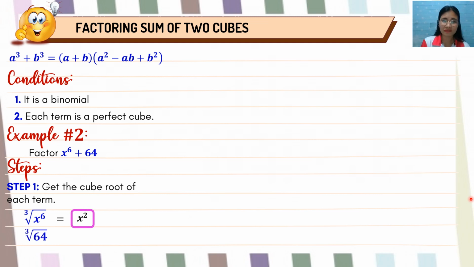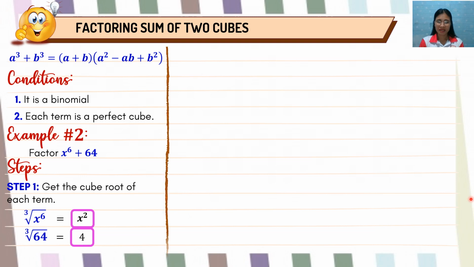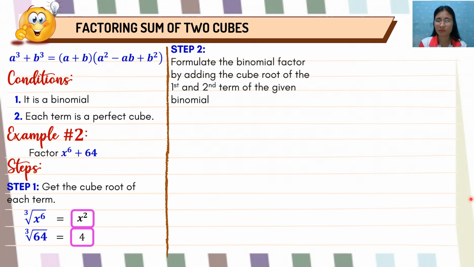Next, the cube root of 64. That is equal to 4. 4 times 4 is 16, times 4 gives you 64. Now that we have the cube root of each term, let's proceed to step 2.